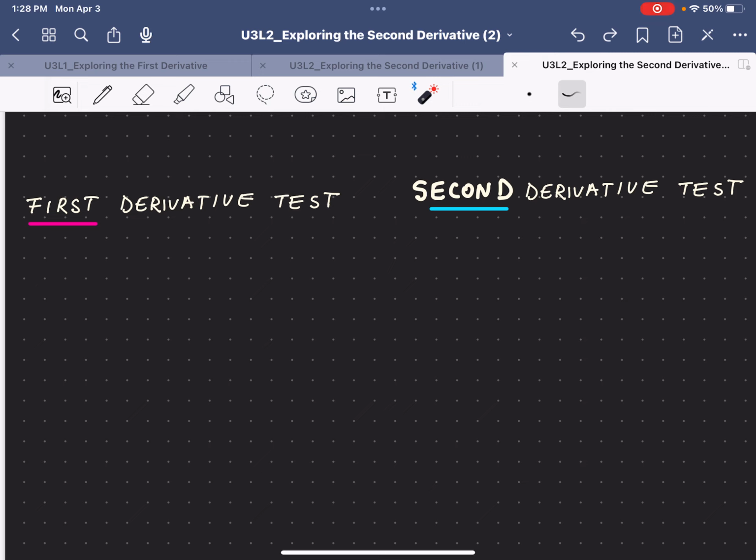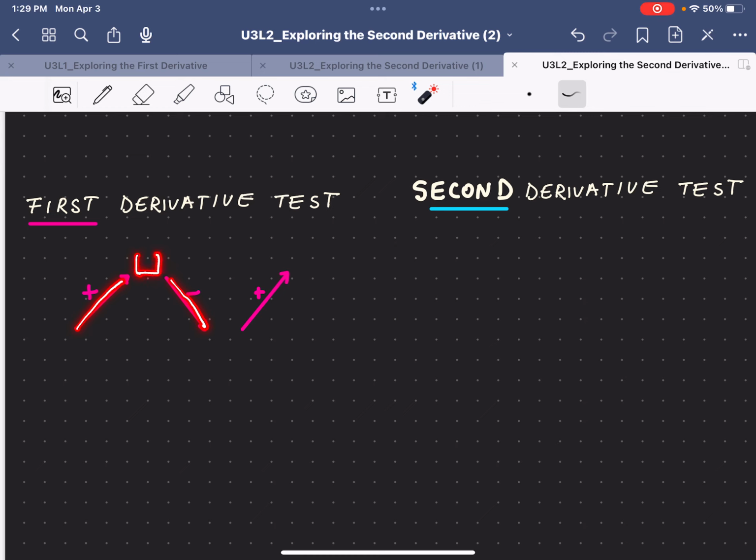And what the first derivative helped us do was determine the intervals where the function was either increasing or decreasing. And we said that if the value of the first derivative in an interval happened to be positive, then the function was increasing. And if the value of the first derivative happened to be negative in an interval, the function was decreasing.